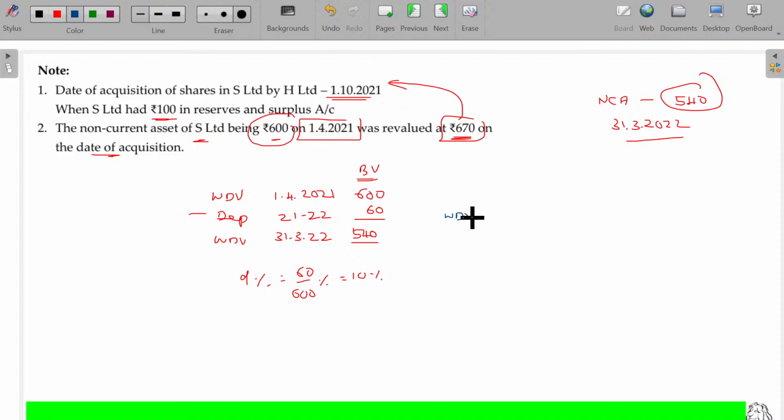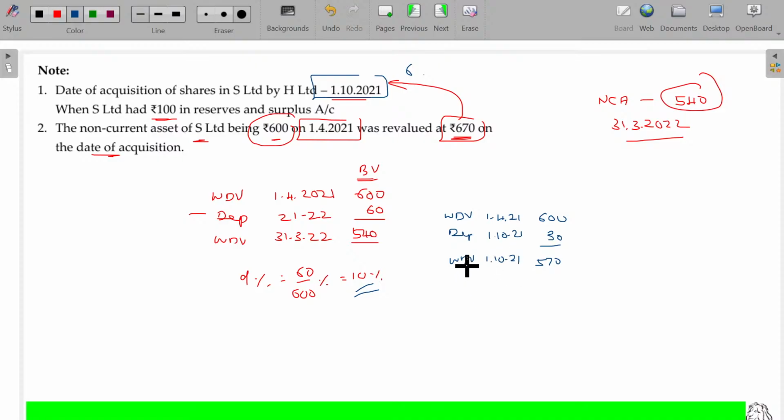WDV on 1/4/21 is 600, and you have to find out the depreciation up to 1/10/21. How many months are there? 6 months. So 10% is the rate of depreciation per year; for 6 months, 30 rupees. So 570 will be the WDV as on 1/10/21.